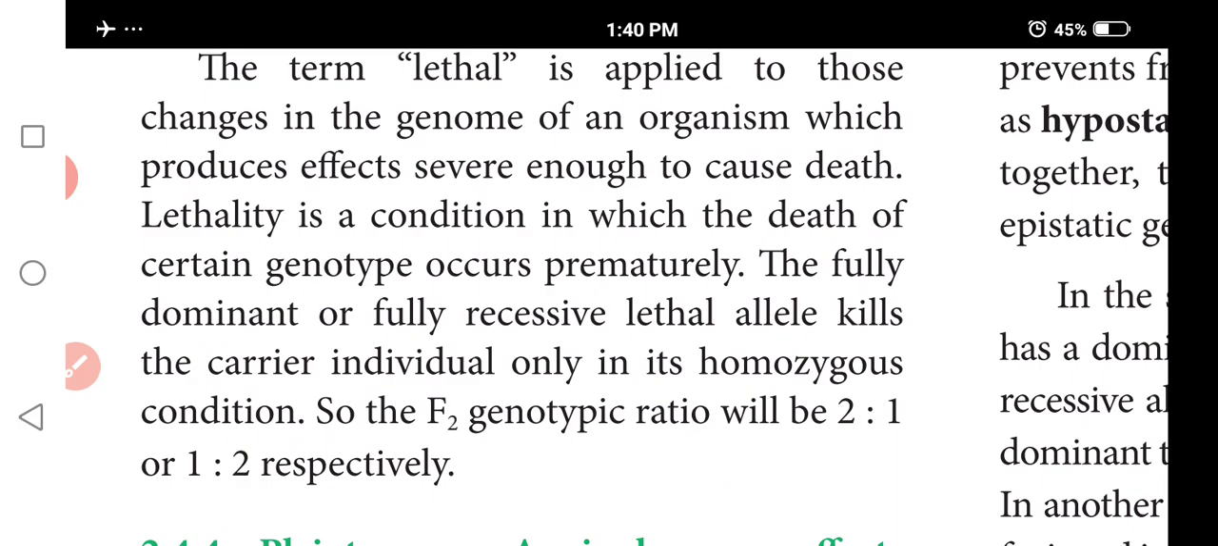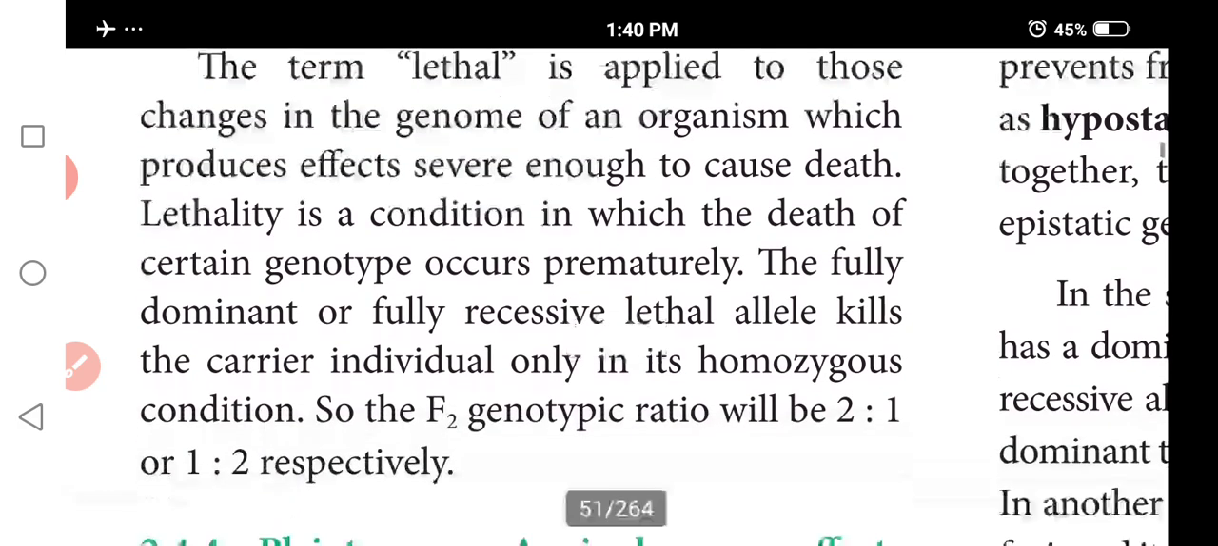E. Baur observed the lethal genes in Snapdragon. It is applied to changes in the genome of an organism which produce an effect severe enough that the organism dies. This is the lethality condition, and it occurs prematurely. Dominant or fully recessive lethal alleles are carried only by carrier individuals, in the heterozygous condition, as carriers of the gene.